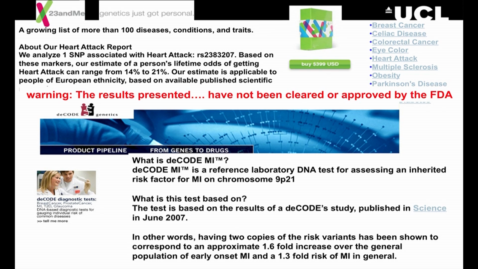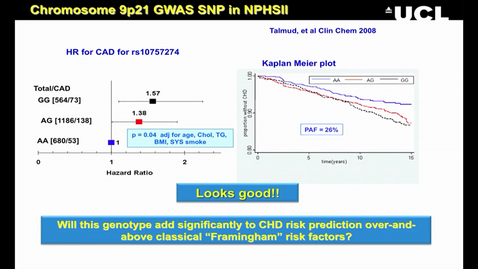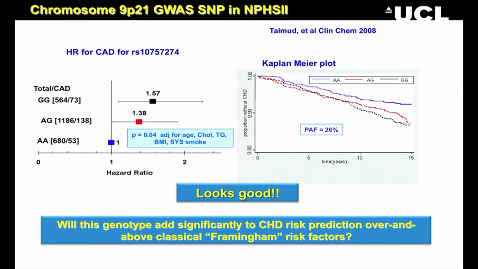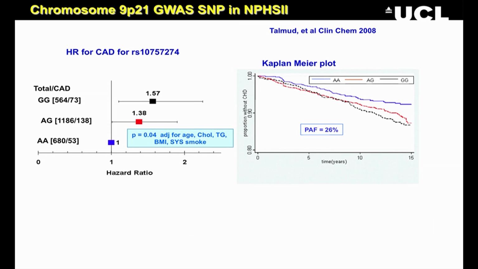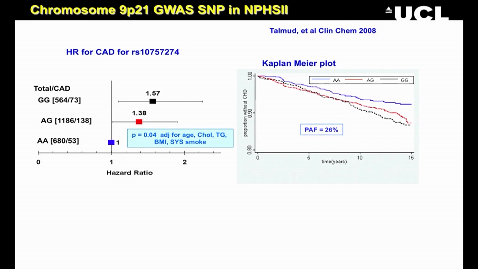Compared to the AA group, if you had 1 G allele, your risk was 38% higher. 2 G alleles, it was about 60% higher. This is adjusted for age, cholesterol, triglycerides, BMI. It certainly looks like it's working well. So the question is, is it going to add over and above the Framingham score, what I showed you earlier? So we went back to Northwick Park men and we looked at it, and we got a 3% improvement. That curve was shifted slightly to the right, but they still overlapped. It wasn't significantly better. When we did tests, that wasn't better than the other.